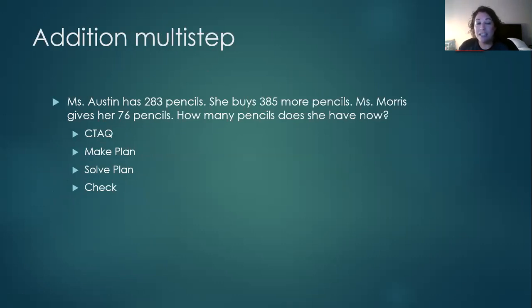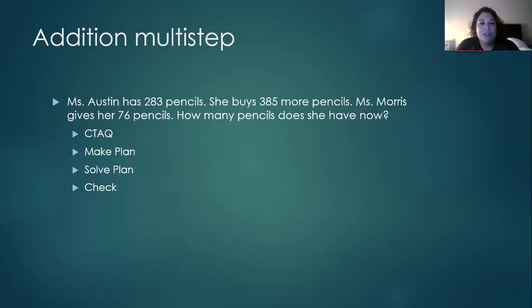Okay, so let's look at cats that always quack first. Our characters. Miss Austin's in this problem, and so is Miss Morris. The things we're talking about. Pencils. Miss Austin has 283 pencils. She buys 385 more pencils. Miss Morris gives her pencils. So our thing is definitely the pencils.